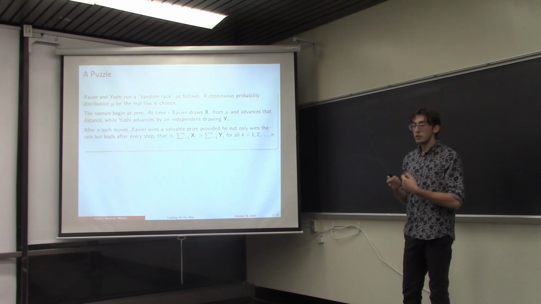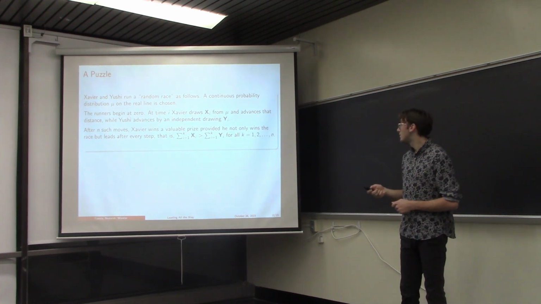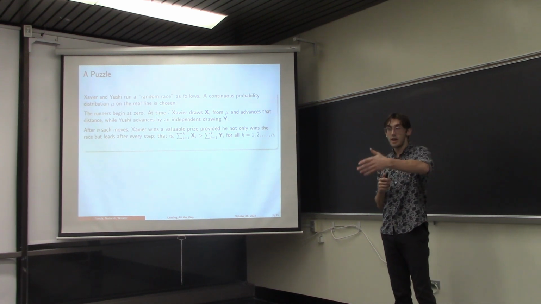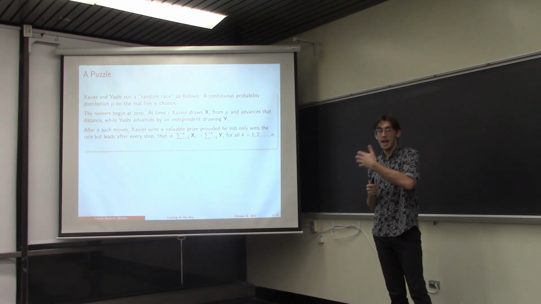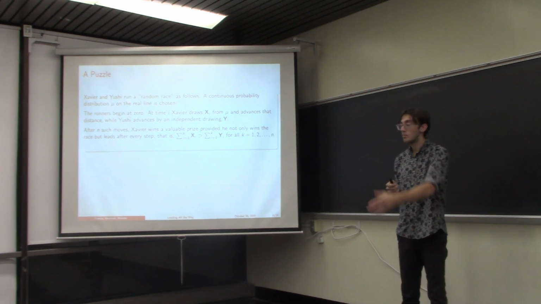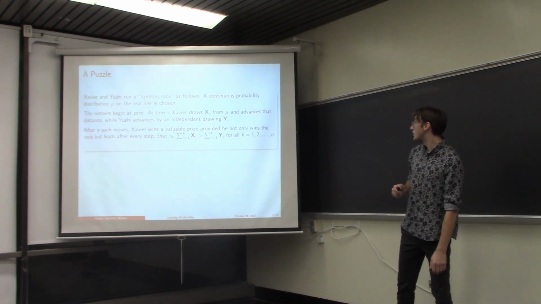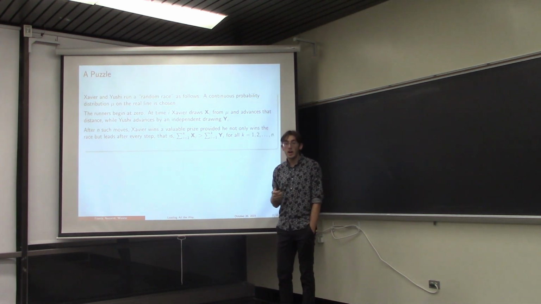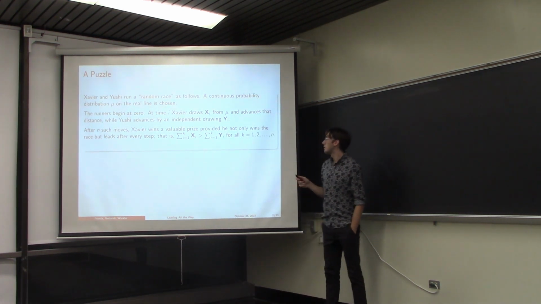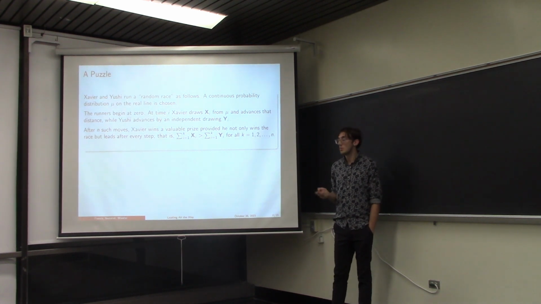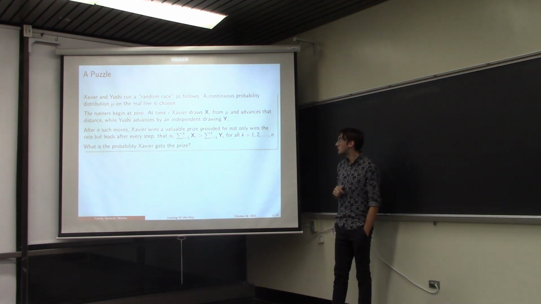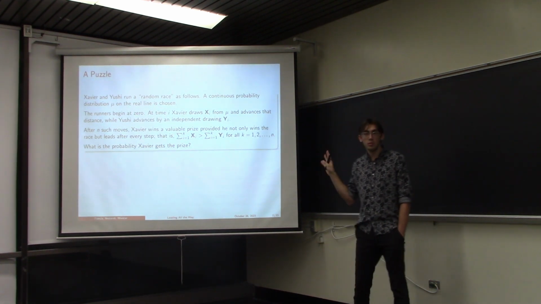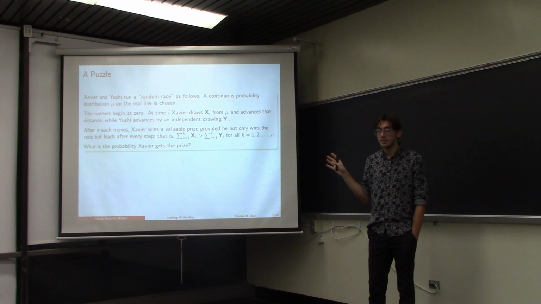So after n time steps, Xavier wins if he is ahead of Yushi at the end of the race and also at the end of every step. So that means that the sums of all of the xi's has to be greater than the sums of all of the yi's for every k until we get to the end. And the question is, what's the probability that Xavier gets the prize? So does everyone kind of get the puzzle?